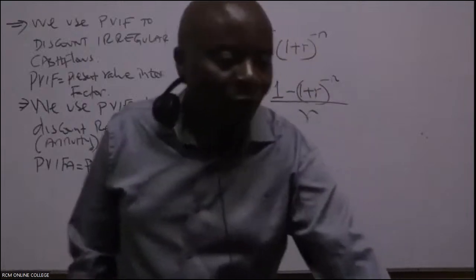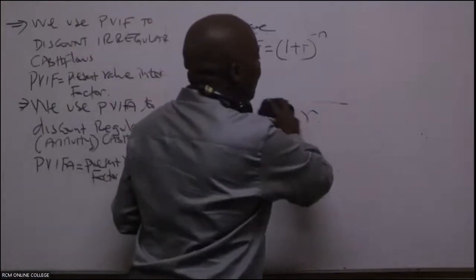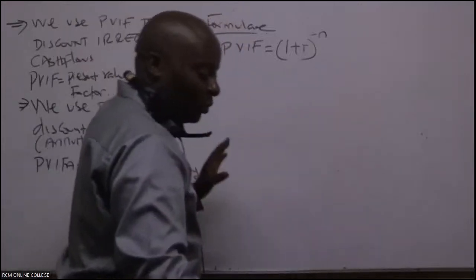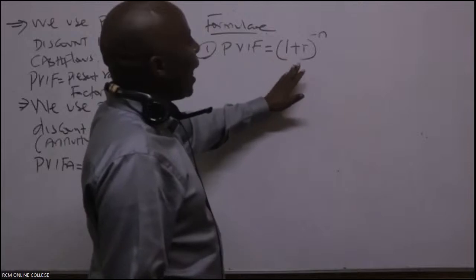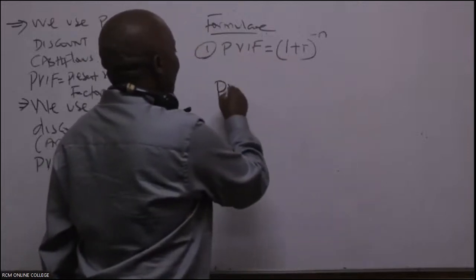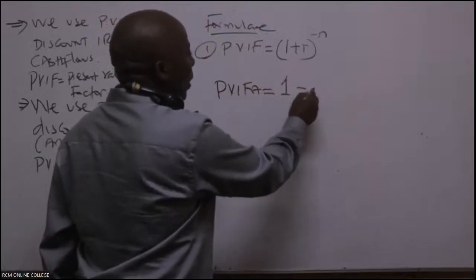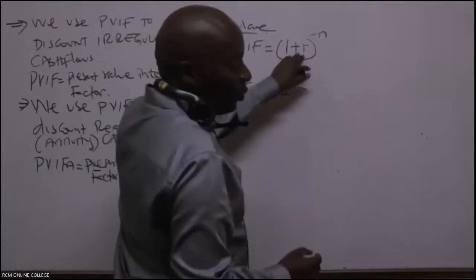So it's a very important formula. The moment you cram the formula of PVF, the one of 1 plus r raised to negative n, then getting PVFA, ladies and gentlemen, is very easy because it's all about taking 1 minus this formula.